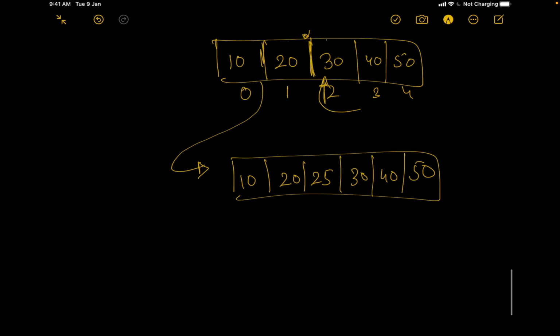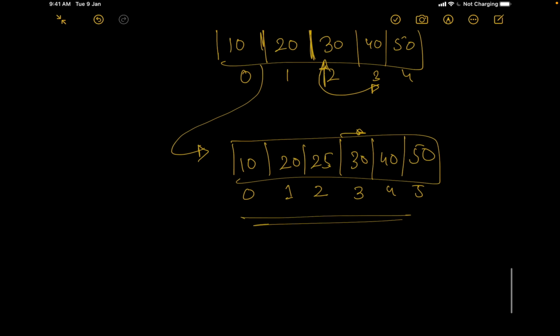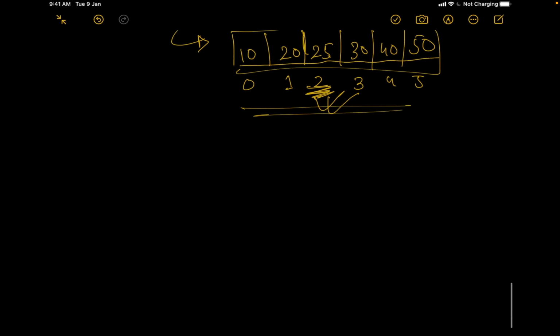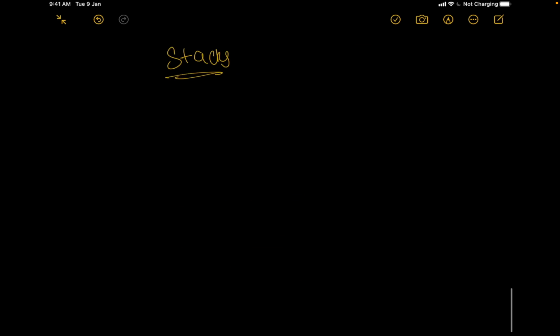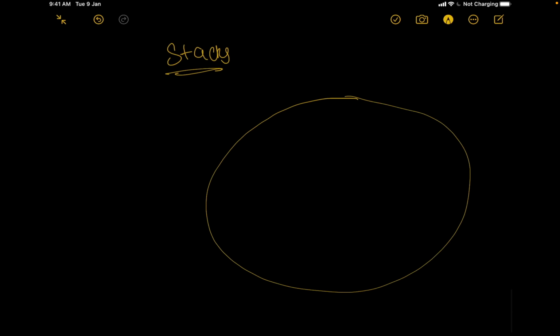Now 30 got shifted to the right. Now it's at the third location, and at the second location I'm having 25. So this is something I can definitely do with vectors. Also, in case of a vector, I can select any value. I can say that okay, I need the element at the second location, and that's a valid thing to do in case of vectors. However, when I'm talking of stacks, these are all the things that you can do with vectors.